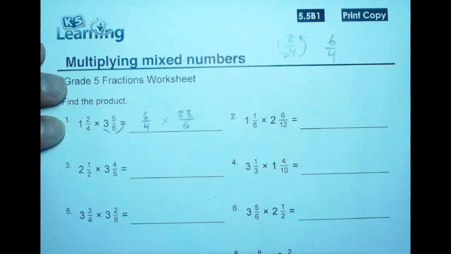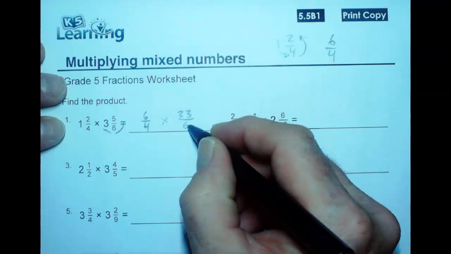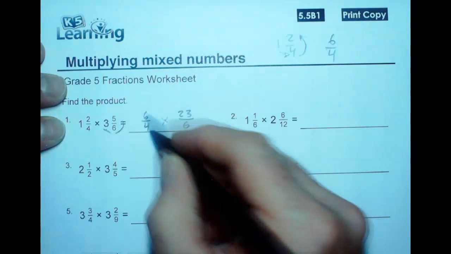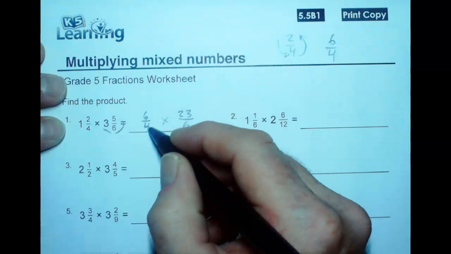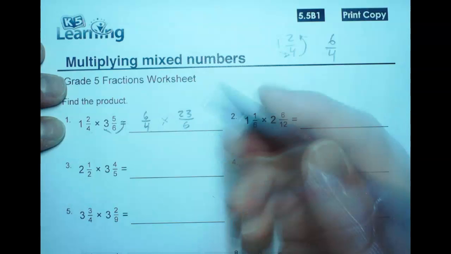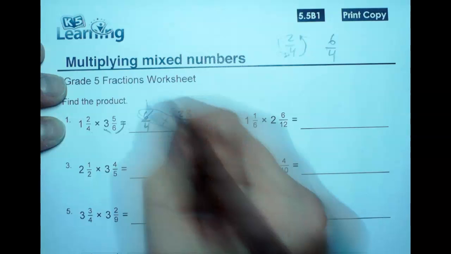If you're not sure, you can always divide 23 divided by 6. Well, it's going to go in there 3 times, and there would be 5 left over. 6 divided by 4, it's going to go in there 1 time, and there'll be 2 left over. So we can get back to our regular ones. But let's just go ahead and do this, and we can cross-reduce this way. Divided by 6 is 1. Divided by 6 is 1.